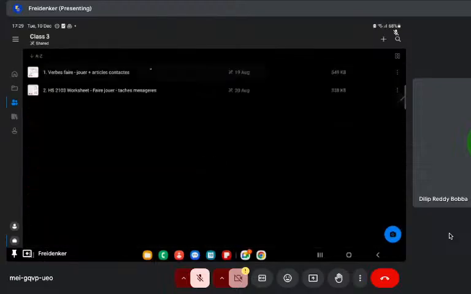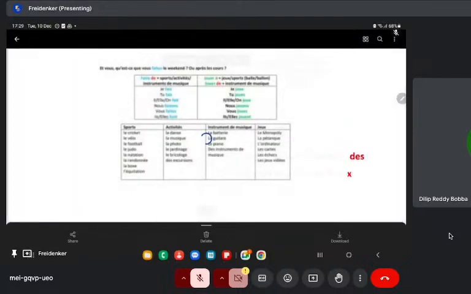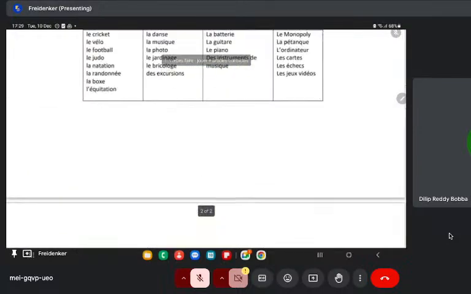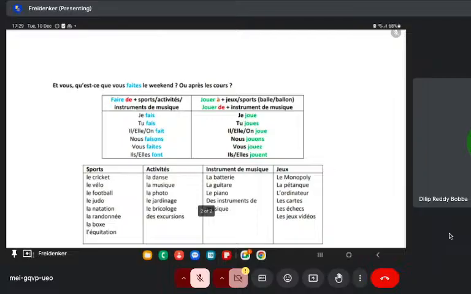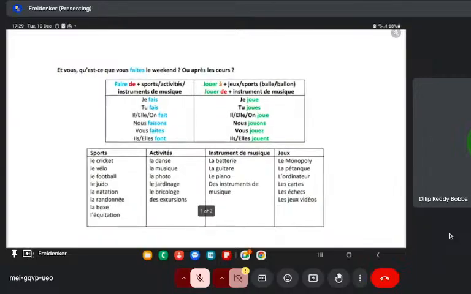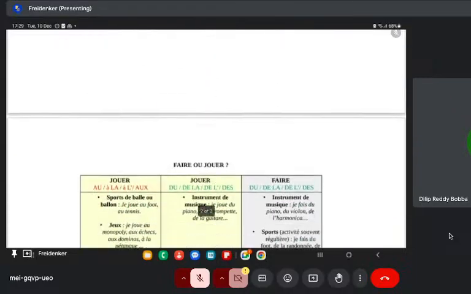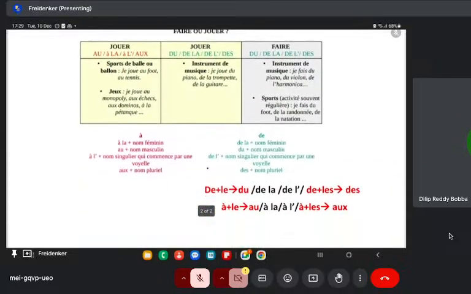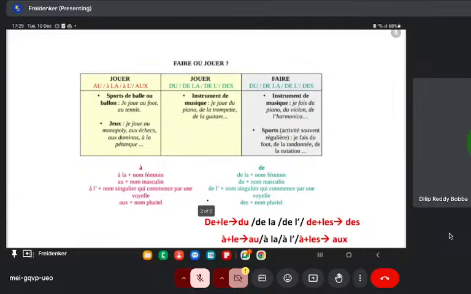Is it this one? Yes. So conjugation is here. You'll find it in the minor one syllabus. So faire de: sports, activities, musical instruments. Then jouer à, jouer de. You have some examples. Maybe if you just go through the examples, everything will fit into your head. So this is essentially what is happening. So I will use this and then solve it.